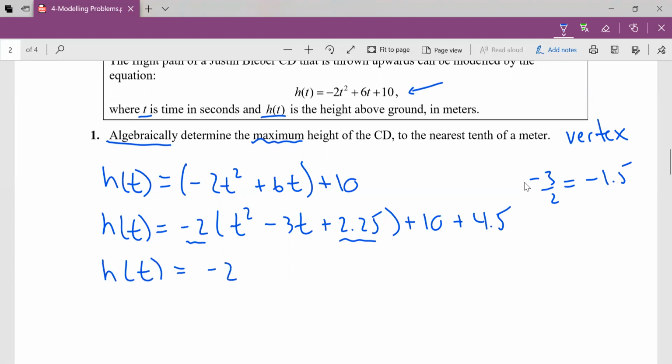And now we've got a perfect square trinomial in here. So this is t minus 1.5. How did I know that was 1.5? Well, again, it's that number that we got when we divided by 2, wasn't it? Plus 14.5. Okay, so what's the max height of the Beebs' CD?